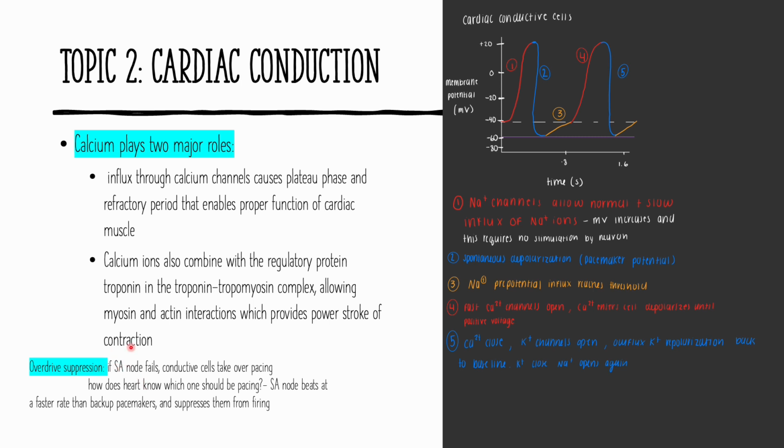The SA node, we know, is the major pacemaker of the heart. So what happens if that fails? Well, our conductive cells take over that pacing. But how does the heart know which one should be pacing if it is working? Because the SA node beats at a faster rate than these backup pacemakers, that actually suppresses those pacemakers from firing, and that is what our overdrive suppression is.